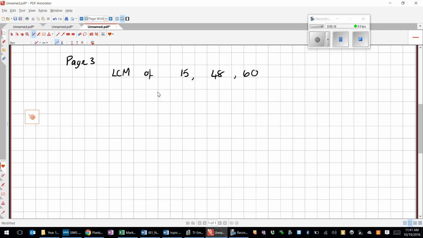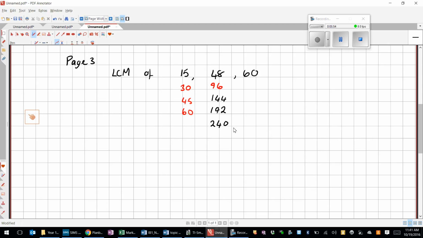Actually, this isn't the ladder method, but it's an easy enough method: write out the multiples. So 15, 30, 45, 60, oh, we've got a 60. Does 48 go to 60? No, so let's go to 48, looks like the awkward one. So 48, 96, 144, 192, 240. That's as far as I went. So that looks like it.